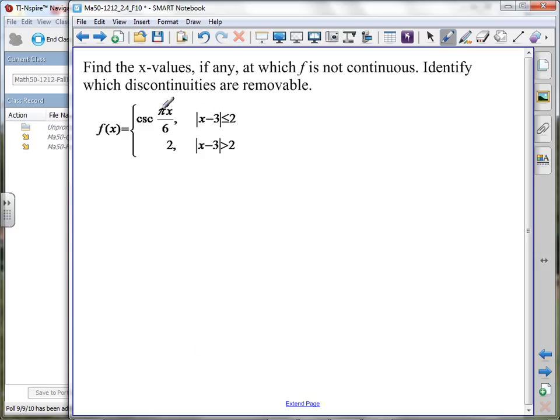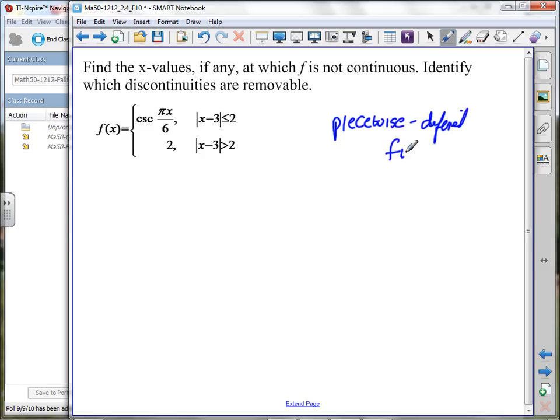This is a function. Now the whole thing is one function. But we have a name for this type of function. Have we gone over it? Do you know what it is? Okay, you just know it. Good. It's a piecewise defined function.